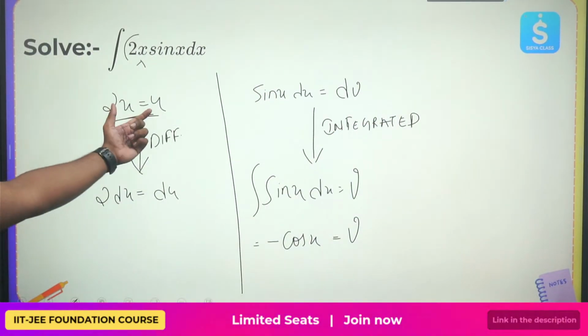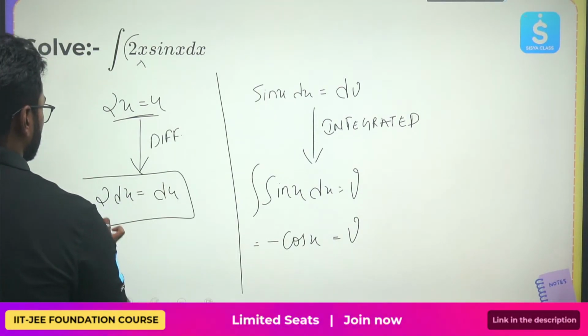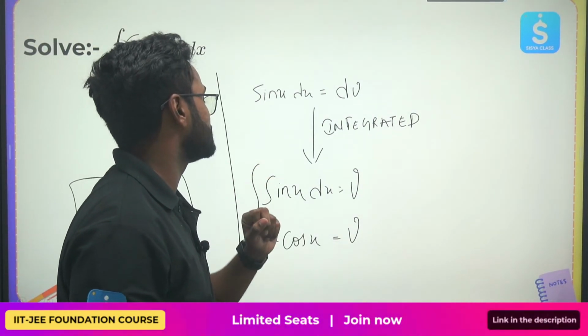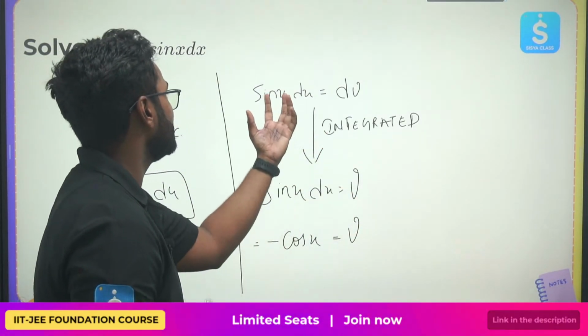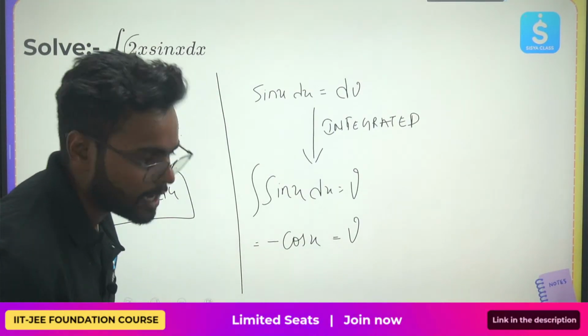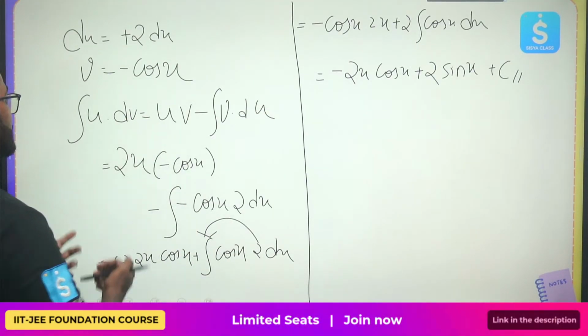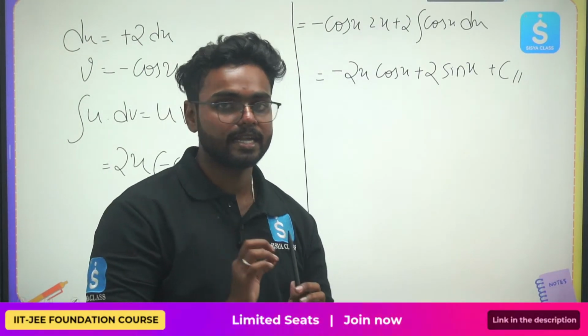Now differentiating 2x, this would become du = 2 dx, right? Now the integration of sin x dx is equal to the integral of dv. The integral of dv would be v, and the integral of sin x dx would be minus cos x. Now what we have done is put up the formula, which is integral of u dv equals uv minus integral of v du.